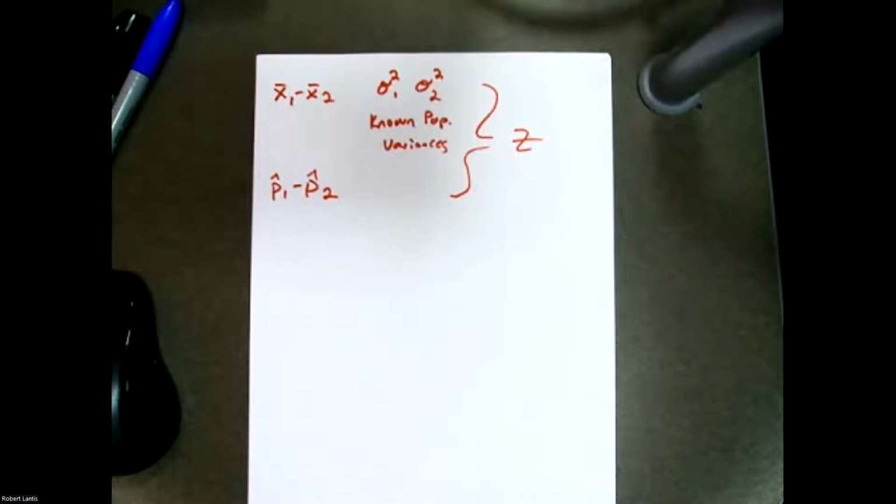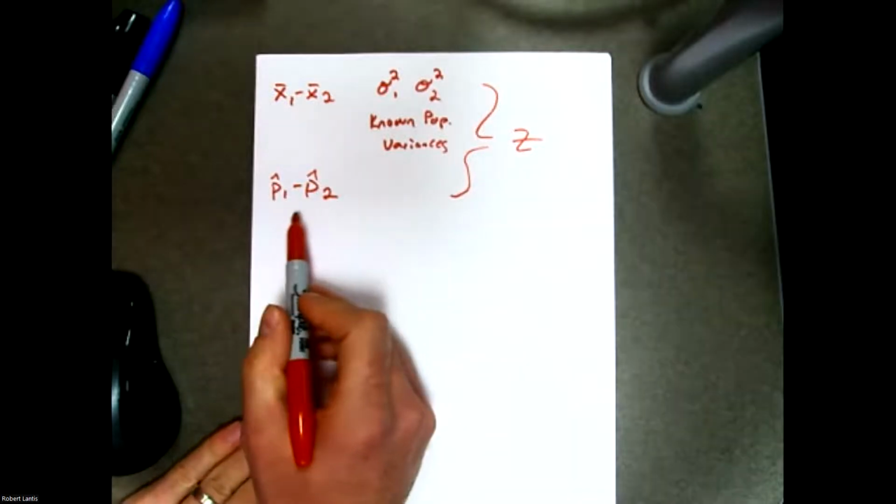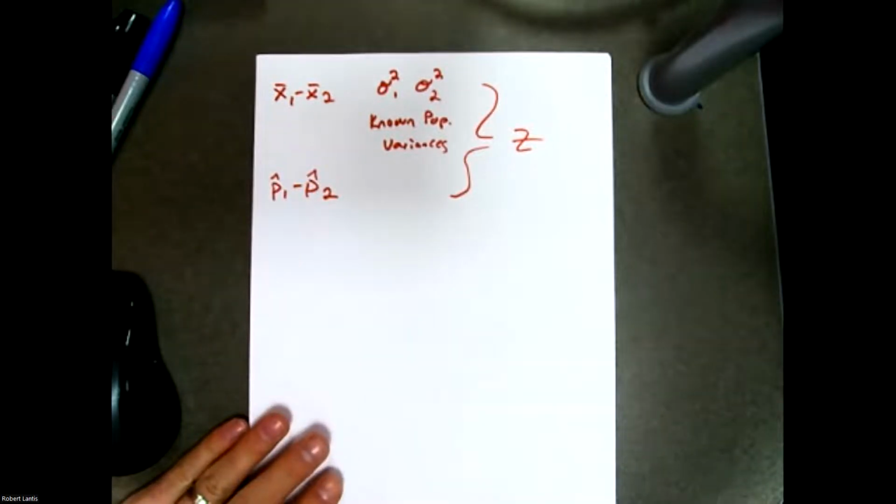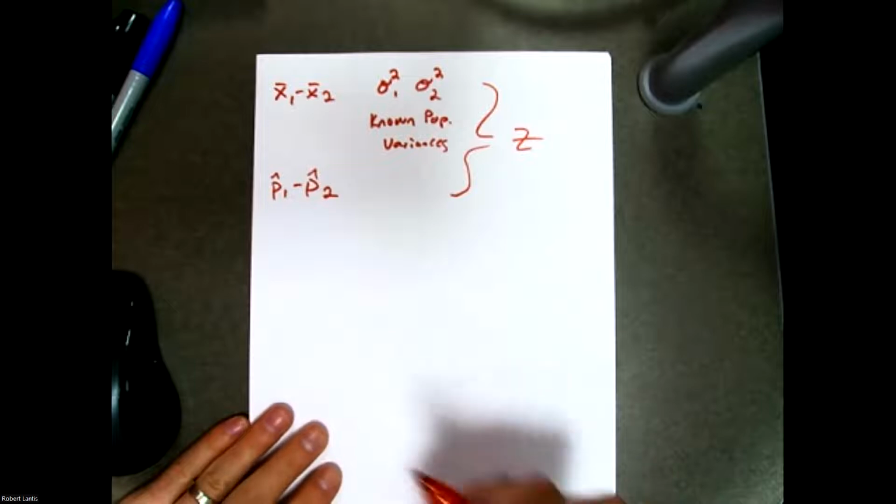So the only time we use the standard normal or the z-tables is when we have known population variances with our sample means, or we have sample proportions. And as we work through these, I'll show you the notation, so you should be able to identify it fairly easily. I'll use the word, but I'll also use the notation.